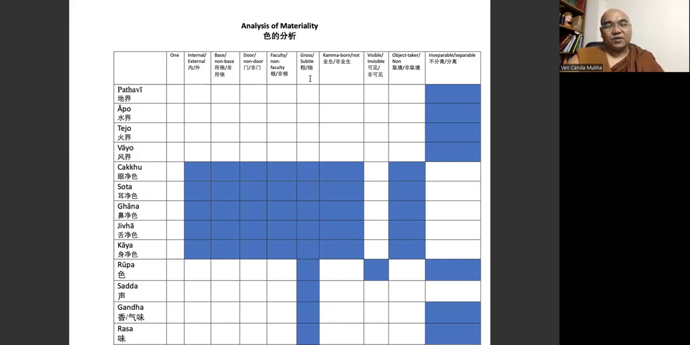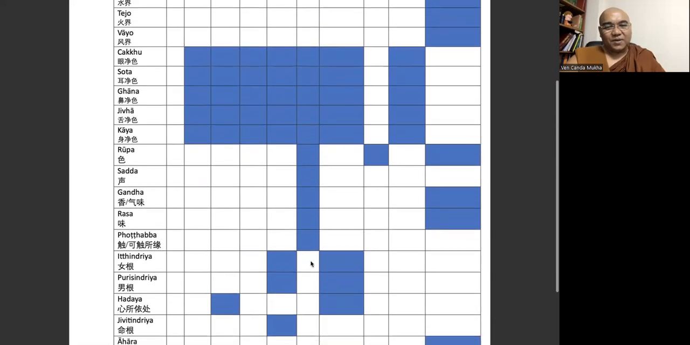Some of the materiality is so subtle, so subtle that it is intangible. So that's what the rupas are. If we divide into gross and subtle, then here we mark them with colors. These rupas are gross rupa, materiality.